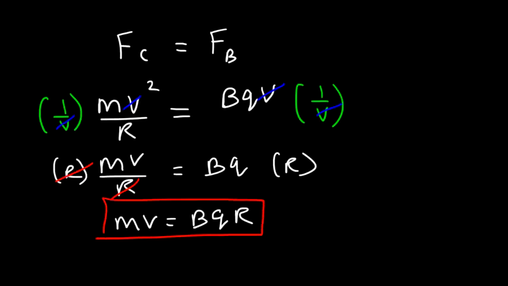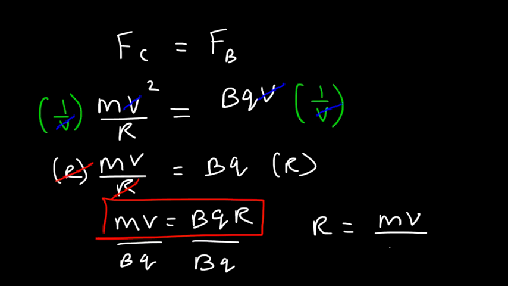So let's say if we want to find the radius of the circle, all we need to do is divide both sides by bq. So the radius of the circle is equal to the mass of the charged particle times the velocity divided by the magnetic field times the charge.